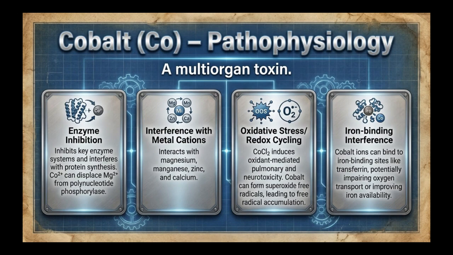This displacement reduces the enzyme's activity by 50% in laboratory settings. Another mechanism concerns cobalt's interaction with other metal cations such as magnesium, manganese, zinc, and calcium, which may contribute to its toxic effects. Additionally, cobalt induces oxidative stress through redox cycling, leading to pulmonary and neurotoxicity. It can accept and transfer electrons to oxygen molecules, forming superoxide free radicals. This process results in an accumulation of harmful free radicals, especially in the lungs where oxygen is abundant.